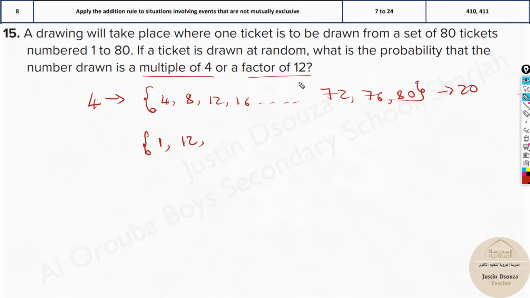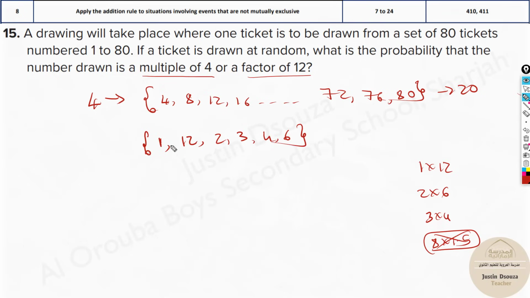Now, in what other way can we write 12? 1 and 12, it's done. We can write in terms of 2 and 6. How about 3 and 4? 5, 6 (6 is done), 7, 8, 9. Yes, these are the factors only. Other than whole numbers, you can't write 8 times 1.5, though it is 12. No, this is not a factor. So what do we write over here? It's 1, 2, 3, 4, 6, 12. So there are 6 numbers here.